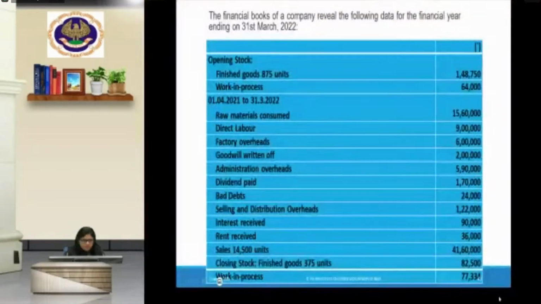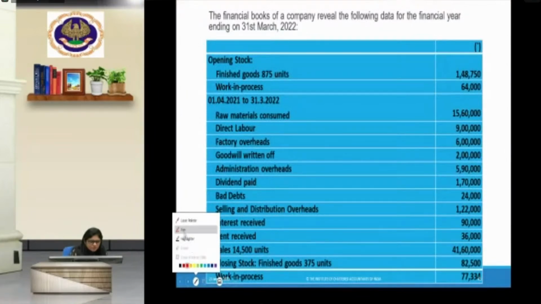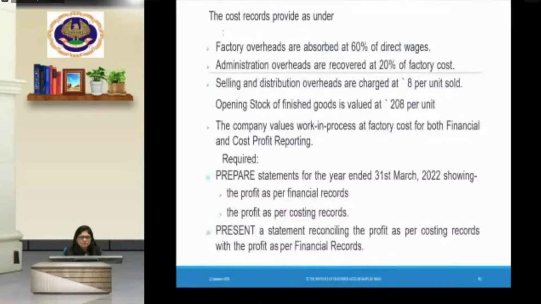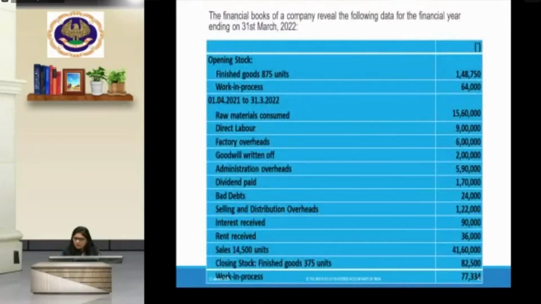And just want to erase it off. Okay. Clear. So let us make the cost sheet now.